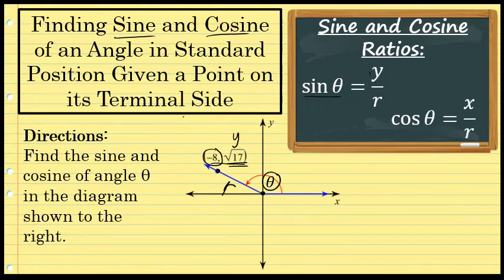The cosine ratio is x over r. The cosine of this angle theta can be described as x over r, where x is the x-coordinate of any point on the terminal side, and r, again, is the distance from the origin to that point. Let's begin finding the sine and cosine of this angle.